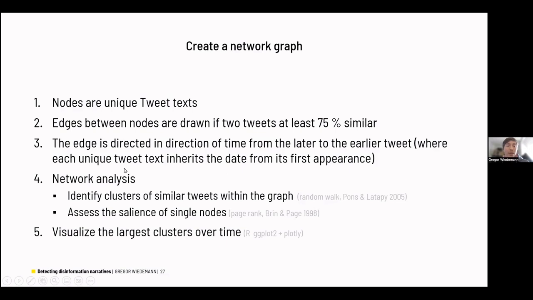And then we have a network, and we can perform network analysis to identify clusters of similar tweets within the graph, for instance, with a random walk algorithm. And we can assess the salience of single nodes. For this we can use the PageRank algorithm, which we have already learned about from Adrian before. So this can help us identify important nodes in a network. And last but not least, we can visualize this graph structure either as a graph or, again, as a temporal visualization. I did this with ggplot and the plotly library in R.